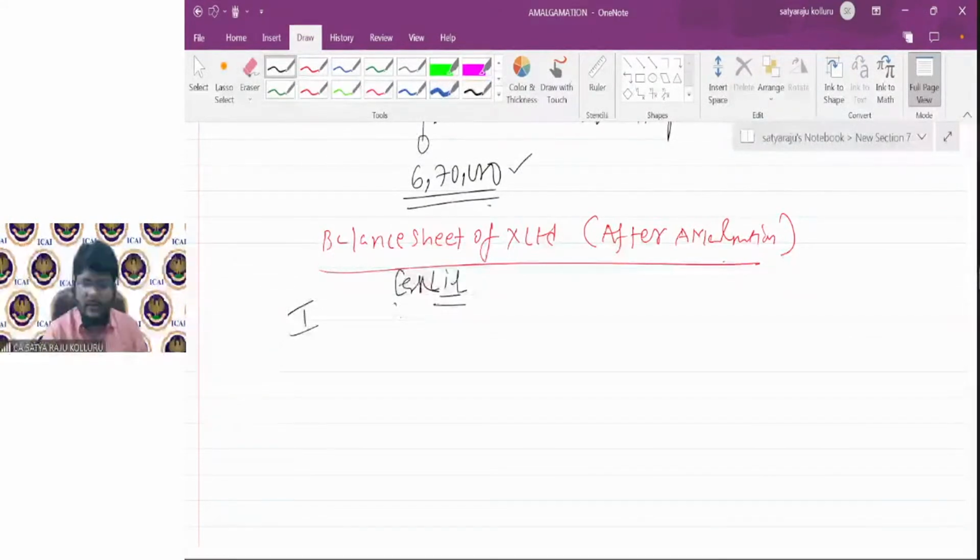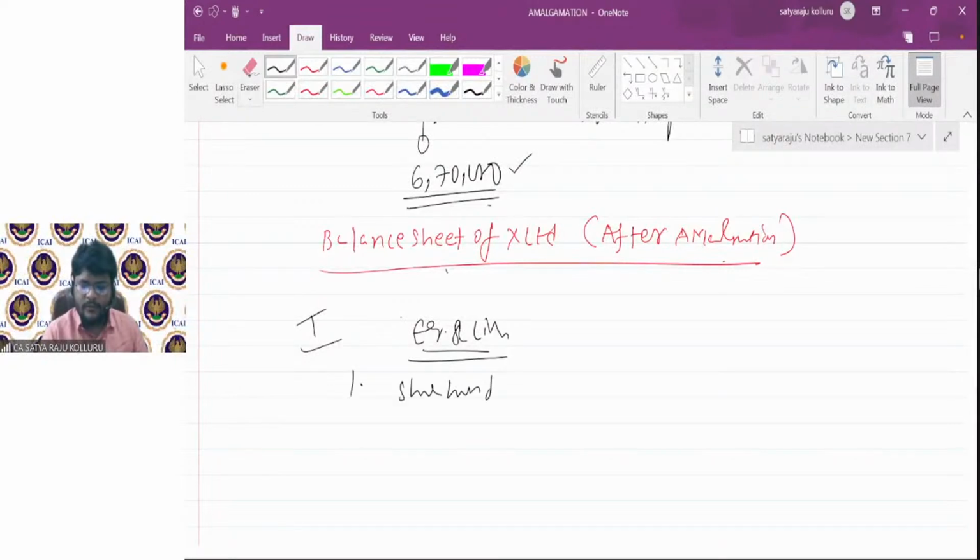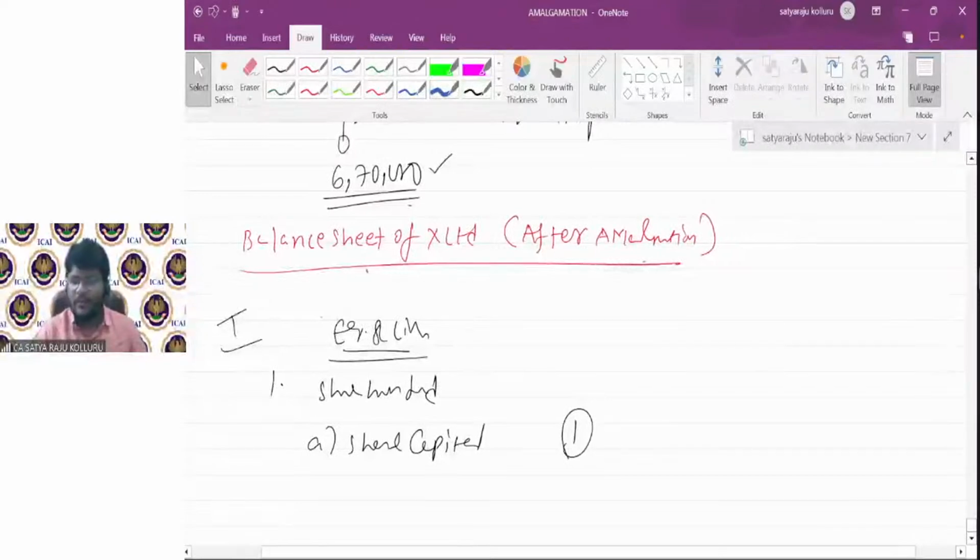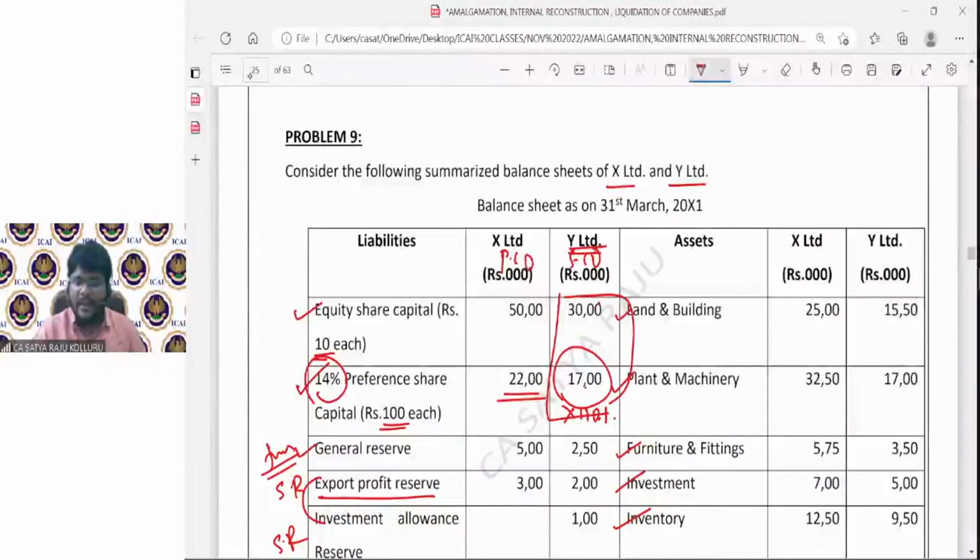Under that, just a moment. Here I will start equity and liabilities. Under that, shareholders' fund, share capital. You actually need to provide note number 1, but I don't want to provide any note numbers. I will work it out here itself to save my time. But in the examination, all of you please open your notes, or simply put notes to balance sheet here. That is number 1.